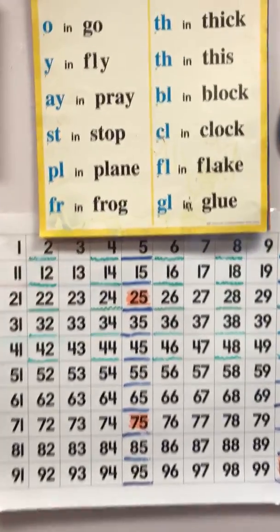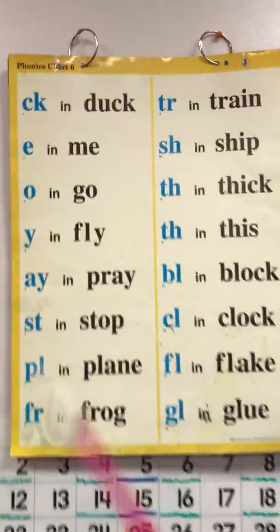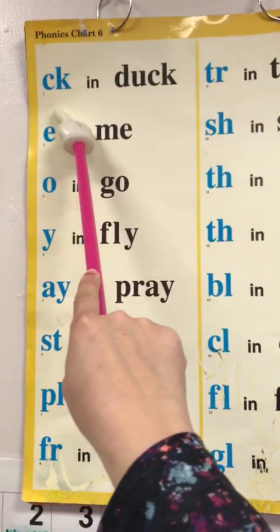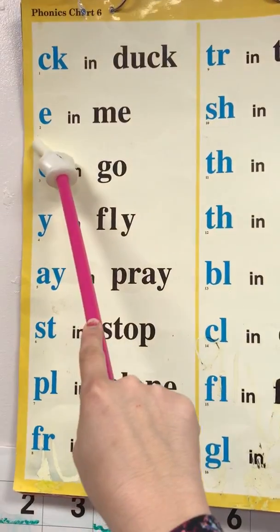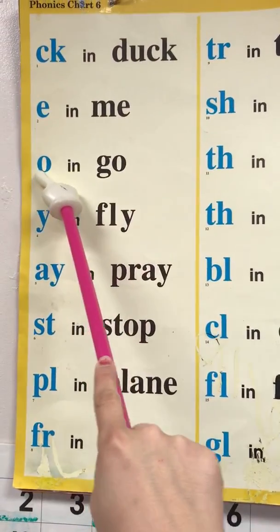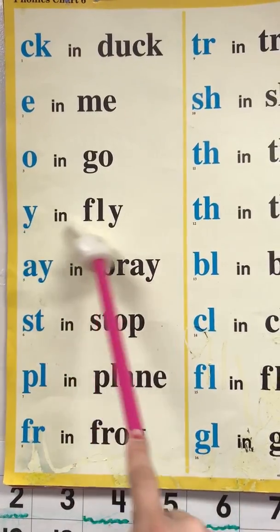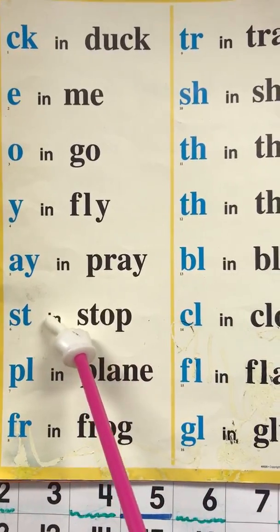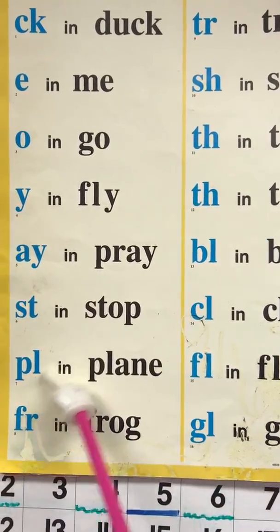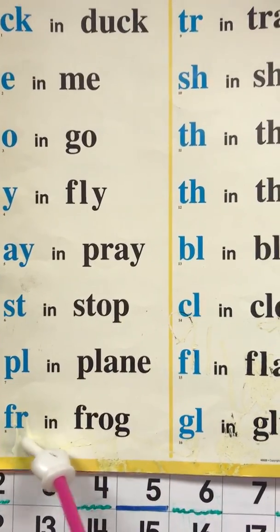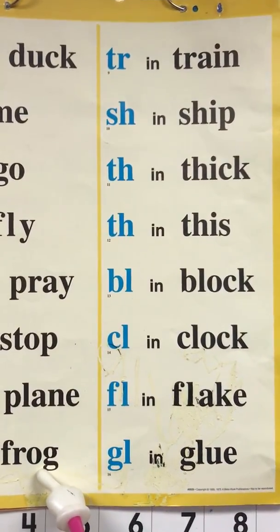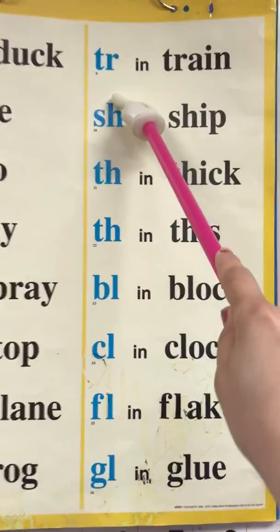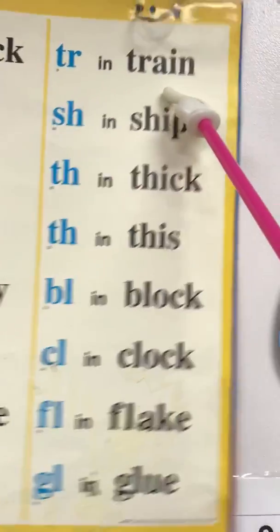Now, right above here, we have our chart. Okay, we're going to say these together. Are you ready? K in duck, E in me, O in go, I in fly, A in play, st in stop, pl in plane, fr in frog. Did you do those all with me? Take a deep breath. All right, here we go. Tr in train. Whoops.